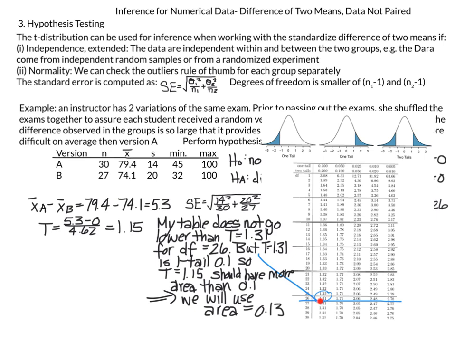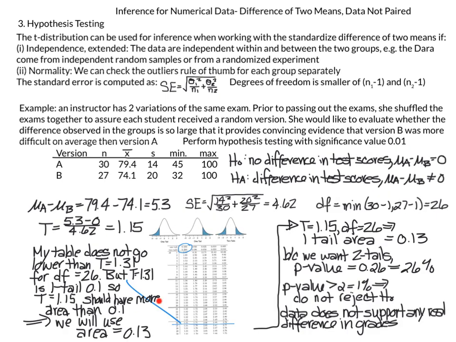So that means as I continue to go down in t-score from 1.31 to 1.15, I expect my area for the one tail to be greater than 0.1. So that's what I've noted here. My table does not go lower than t equals 1.31 for degrees of freedom equals 26. But at t equals 1.31, the one tail is 0.1. So at t equals 1.15, I should have even more area than 0.1. And we're going to use 0.13 because that's what your book uses. So for t equals 1.15, my t-score, and degrees of freedom equals 26, I'm going to use the one tail area of 0.13.